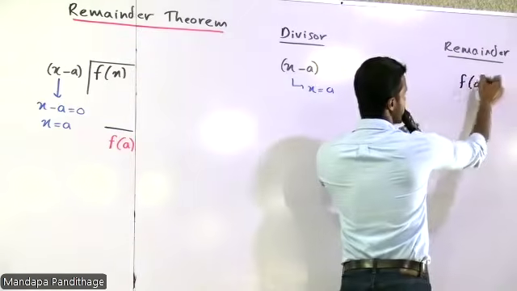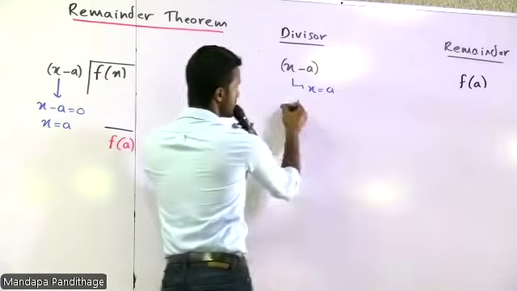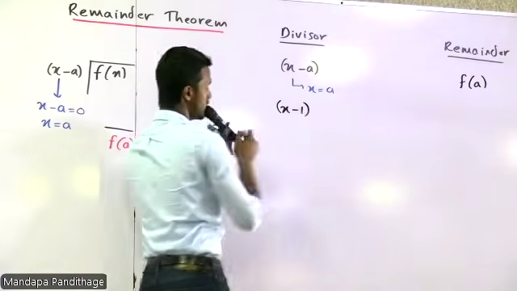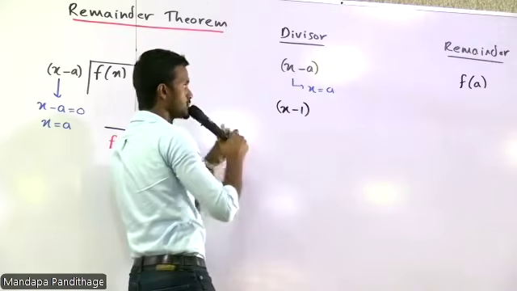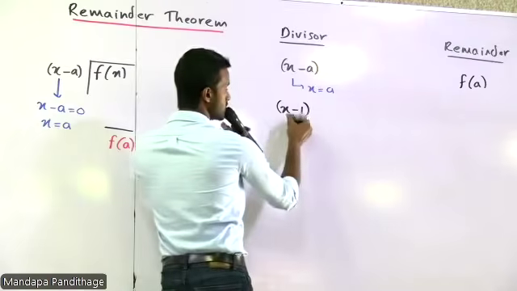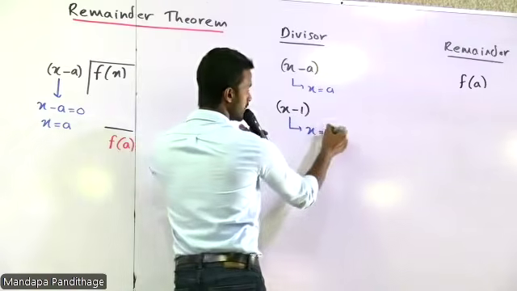Okay, now I consider x minus 1. So x minus 1 becomes 0. x minus 1 becomes 0 when x equals 1.